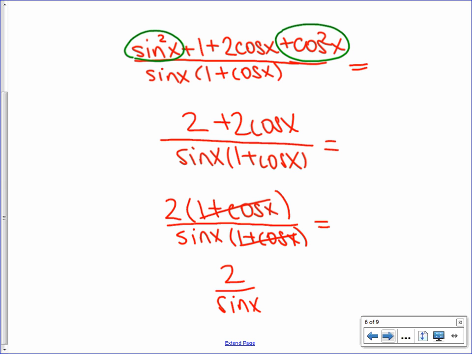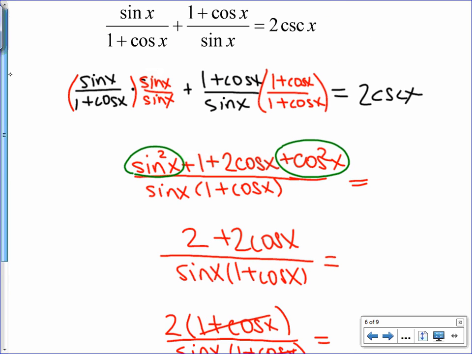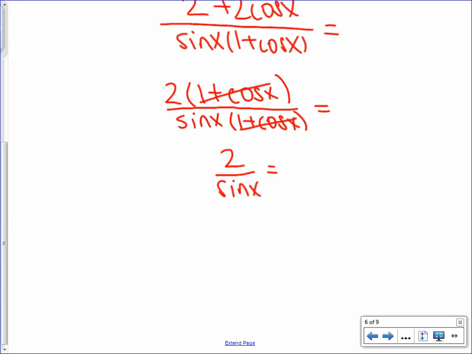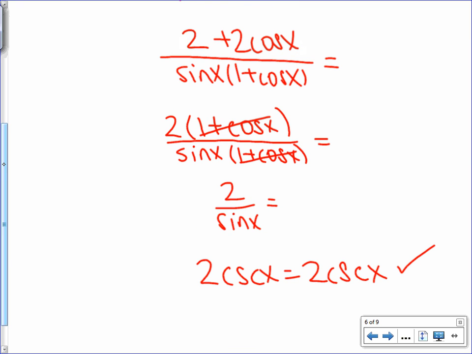So we have 2 over sine of x. What was my right side? 2 cosecant x. And what's 1 over the sine of x? So we have 2 cosecant of x equals 2 cosecant of x. So we got it.